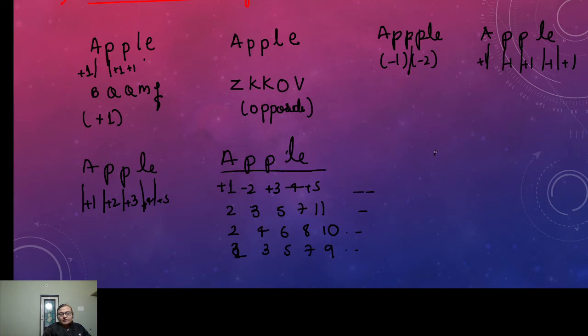They can differentiate between the vowels and alphabet. They can use one method for consonant, like +1, and for vowels they can make opposite. So these are some of the possibilities you can apply to find out the Chinese coding.